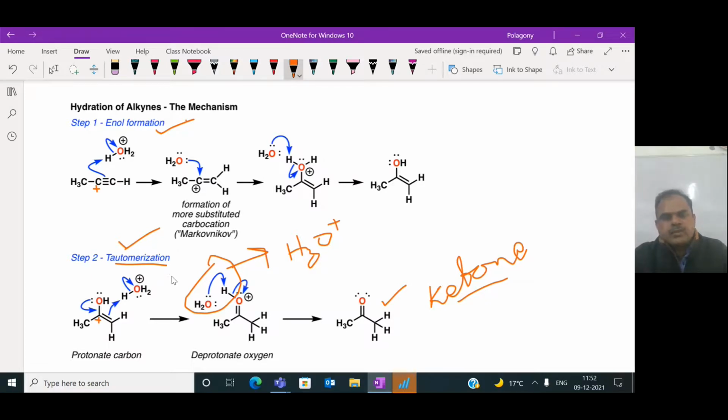As a result of this tautomerization, we get a carbonyl compound, a ketone. Propanone is prepared by this mechanism of hydration of alkynes. That means when alkynes are subjected to hydration with acidified water, we get carbonyl compounds, ketones and aldehydes. So this is the mechanism of the reaction of alkynes.